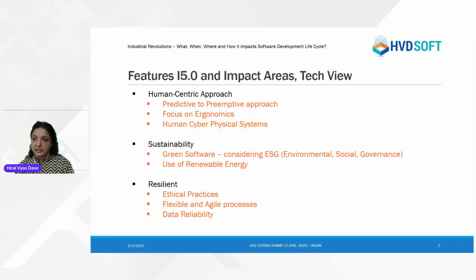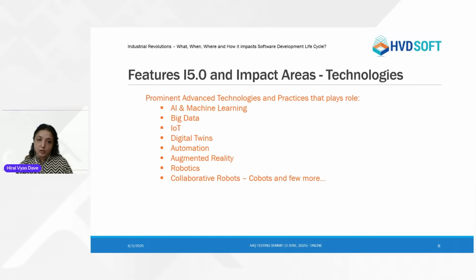When we say resilience, ethical practices for security, safety, flexibility, data integrity, all this would be part of the resilience section, or a core value, of Industry 5.0. So then what are the technologies which will be very important for us?